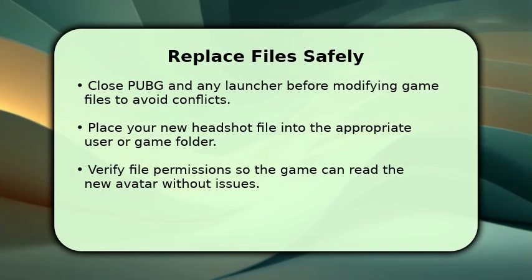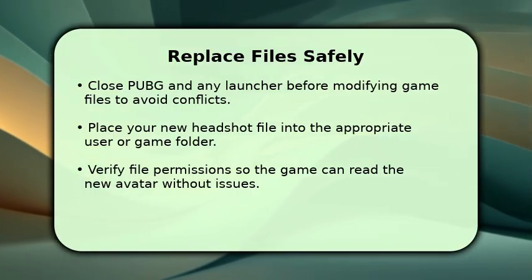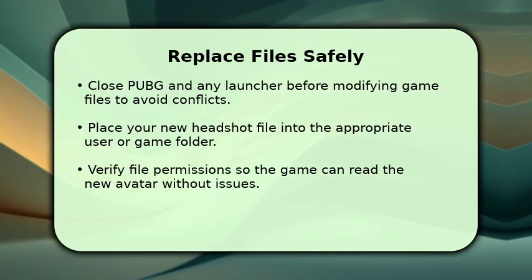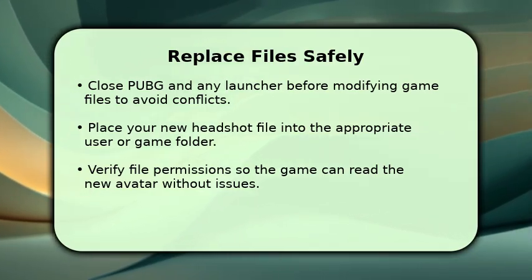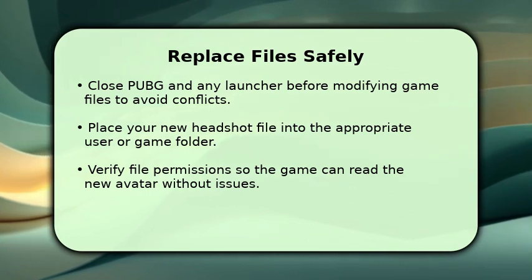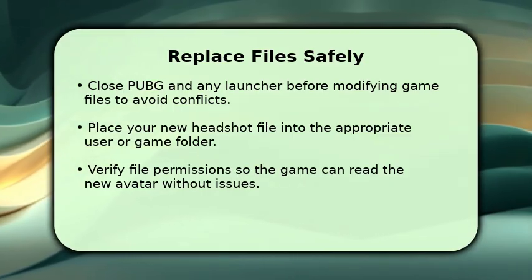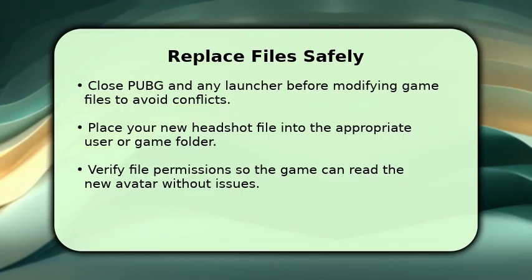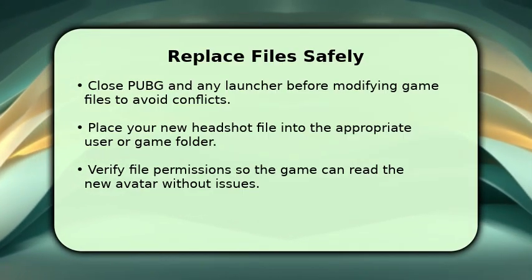Always close Pubg and any related launcher before editing files to prevent corruption. Use File Explorer to navigate to the Player Assets folder, then paste your prepared headshot file over the original after confirming your backup. Check file properties to ensure read permissions are set and avoid altering other game assets. Relaunch the game and inspect your profile or lobby avatar area to verify the replacement worked and appears as expected.